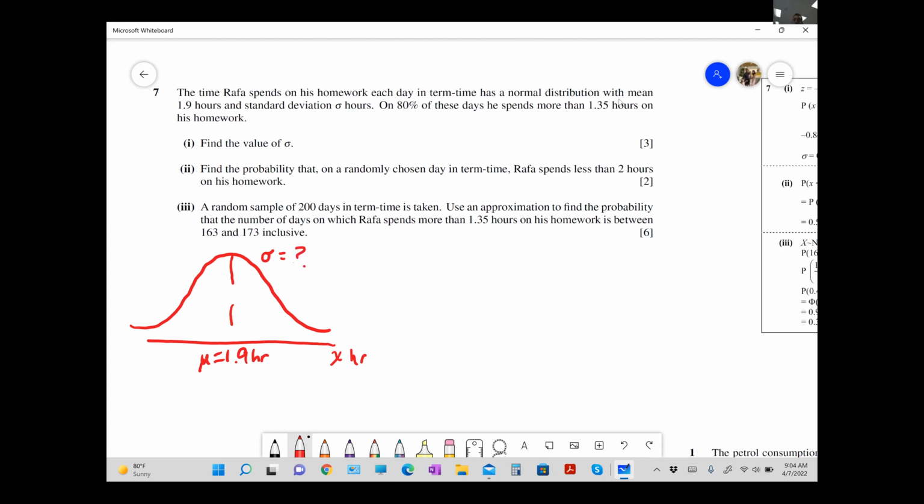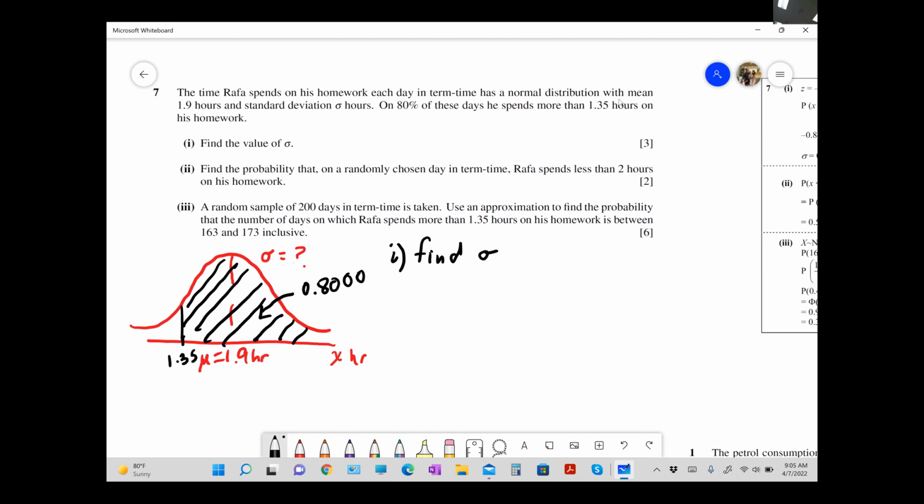And it says on 80% of these days, he spends more than 1.35 hours on his homework. So here's how I would depict that. Let me change the color. 1.35 is this. And on 80% of these days, he spends more than 1.35 hours. So this is more than, like this. And this area here would represent 0.8000.